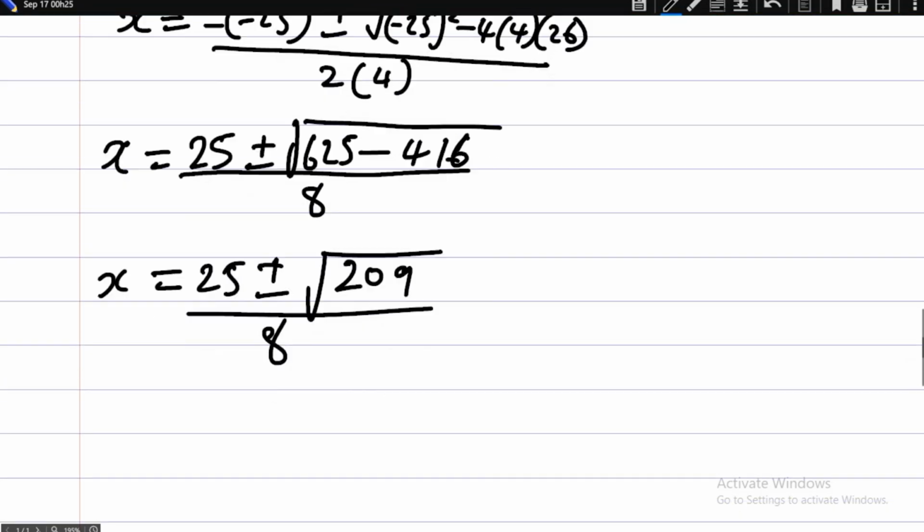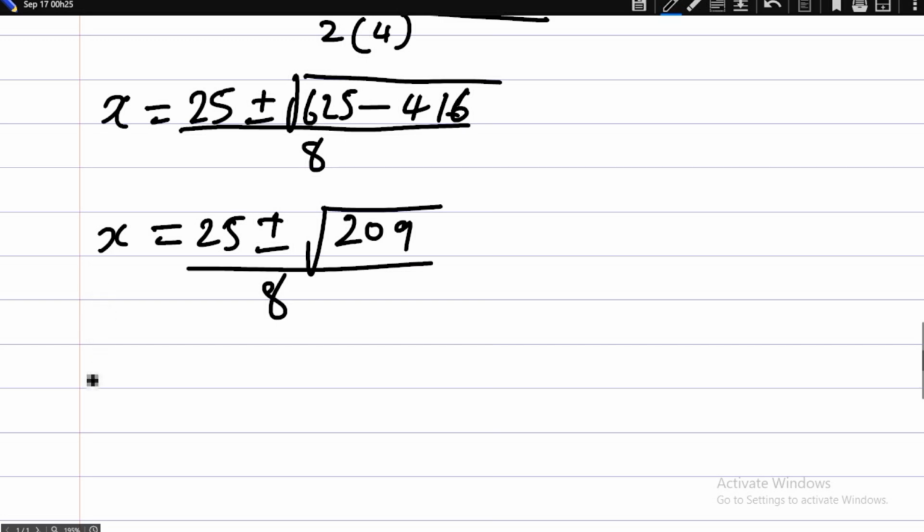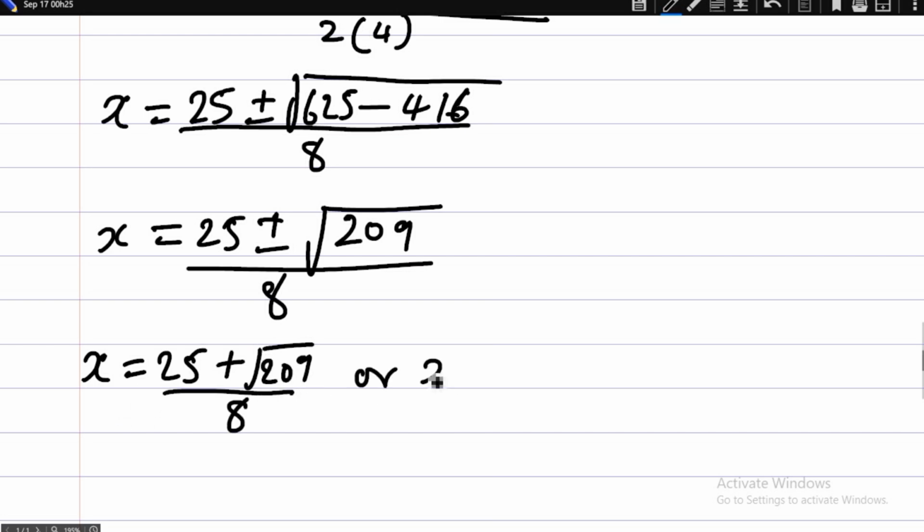So if you separate it now, you are going to be having that x is equal to what? 25 plus the square root of 209, okay, all over 8, or x is equal to 25 minus the square root of 209 all over 8. So that is that for that. You see, it's very simple.